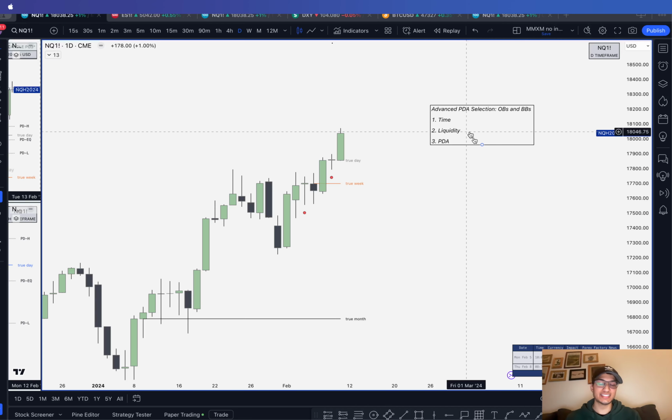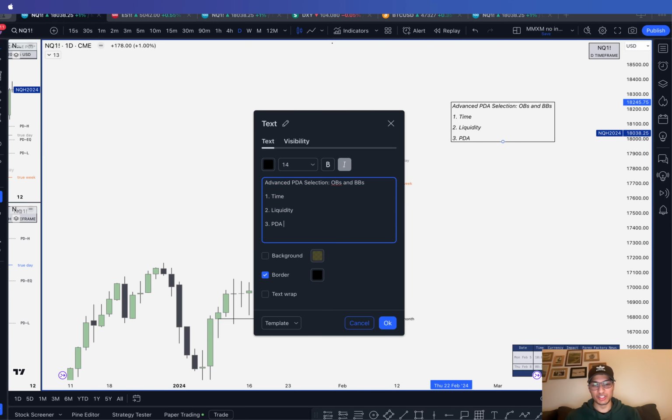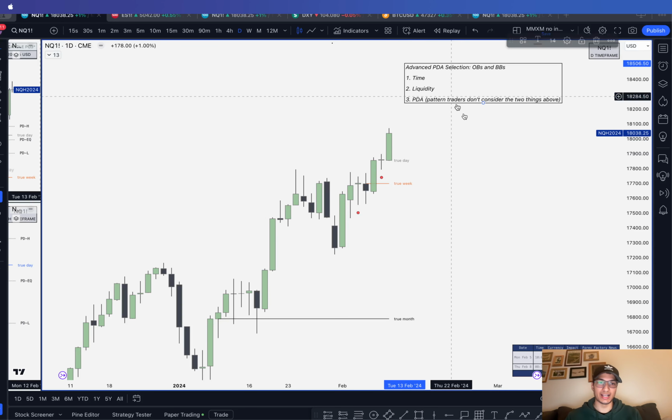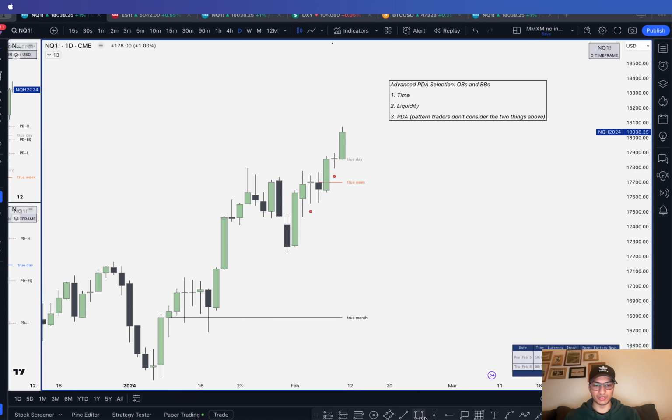While we are selecting our PD arrays, if we aren't considering these two before that, then we're choosing suboptimal PD arrays. And choosing suboptimal PD arrays means that you are becoming a pattern trader. Don't consider the two things above. Pattern traders are going to see every single order block as a potential entry and every single breaker as a potential entry, in the same way they see every fair value gap as an entry.